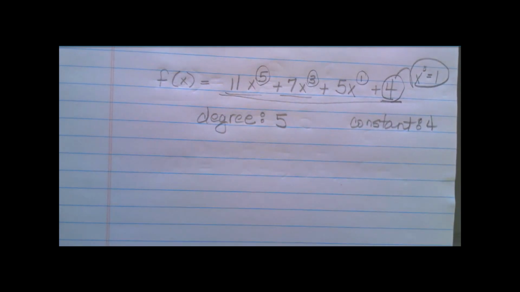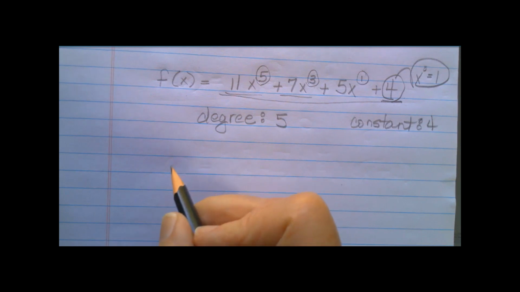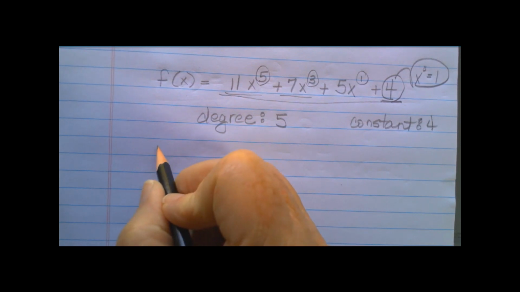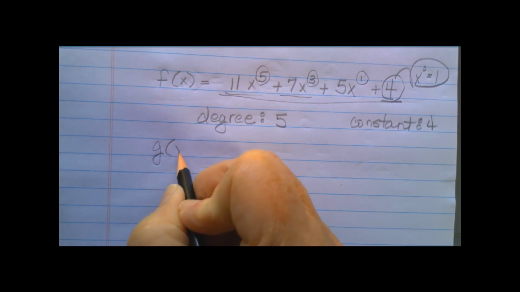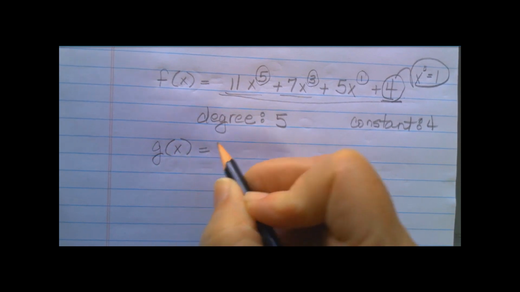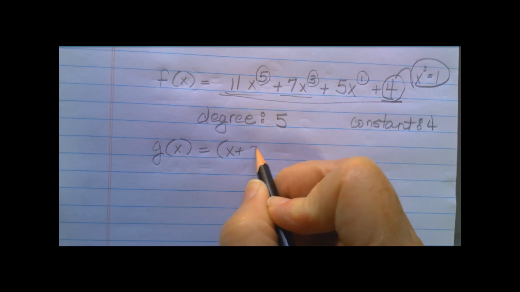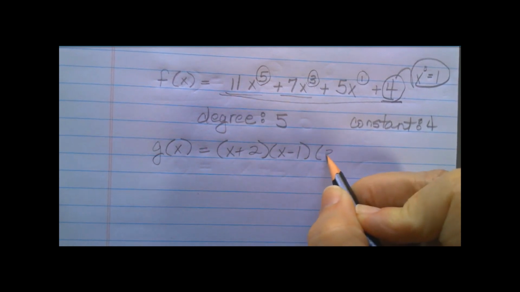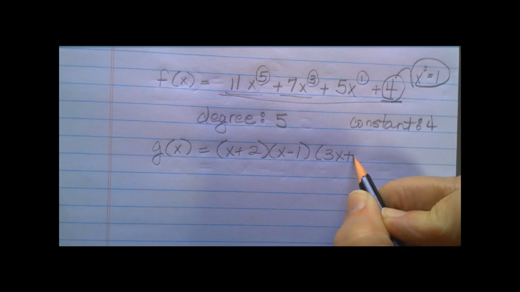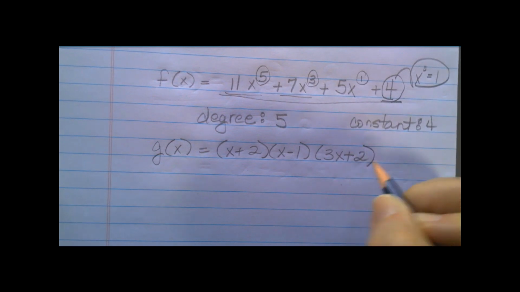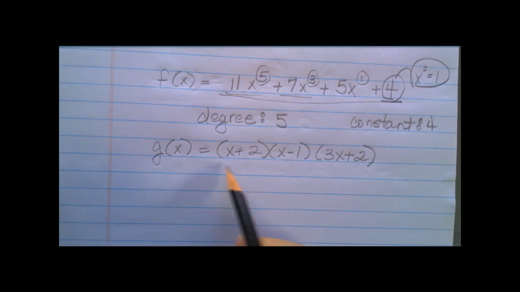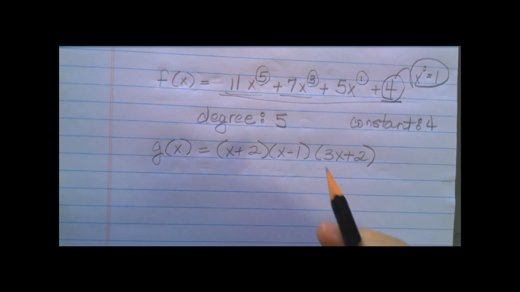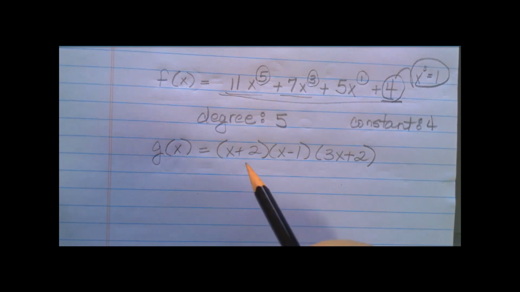All right, now let's move on to our second example. We have a polynomial, g of x, is equal to x plus 2 times x minus 1 times 3x plus 2. So we have 3 binomials that we're multiplying together. You could multiply those out using the box method, or you can just use this shortcut.